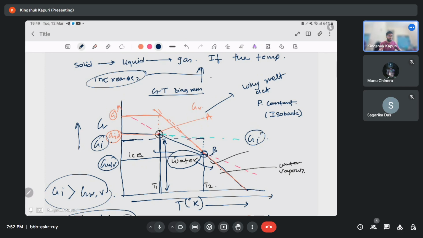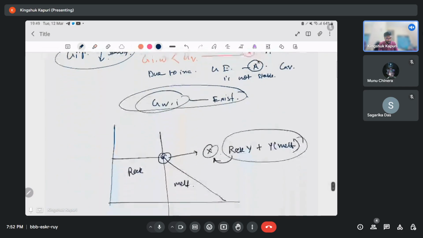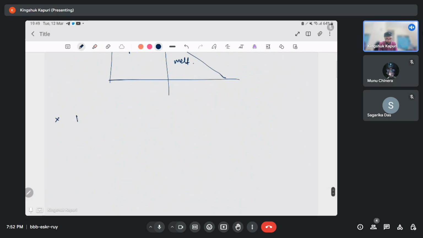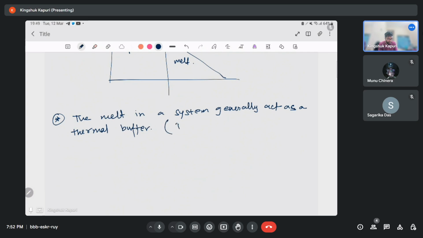So this is the reason. From the GT space diagram you can actually know the reason why we can call melt a thermal buffer in geological systems. So this is a very important point. Please do remember, the melt in a system generally acts as a thermal buffer in geological systems.